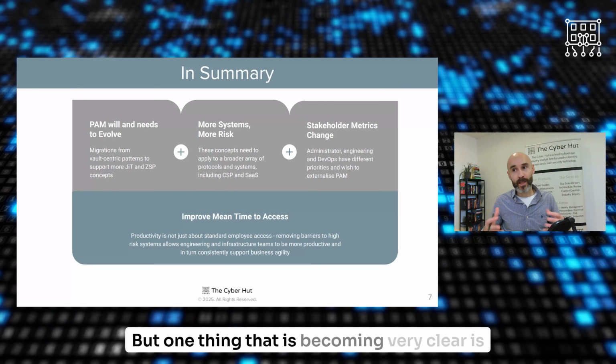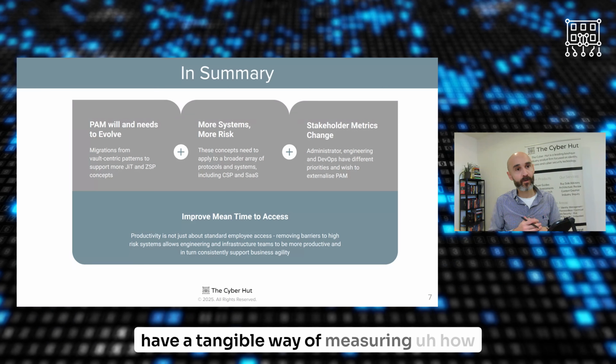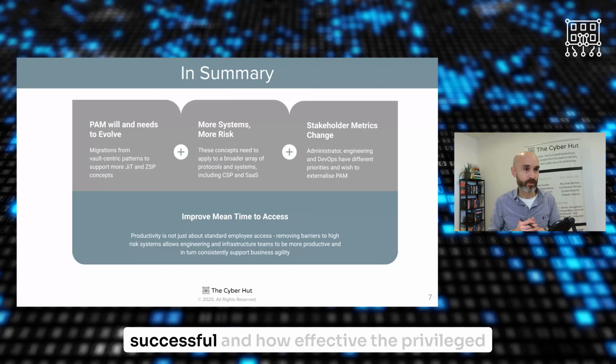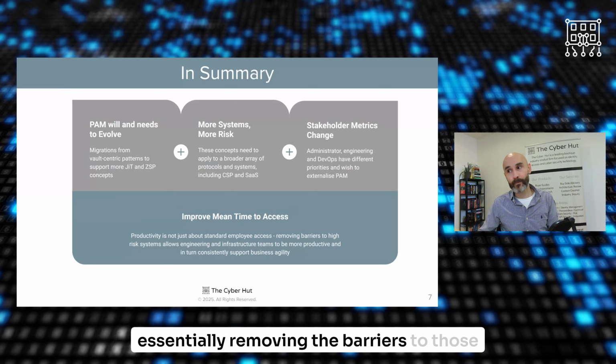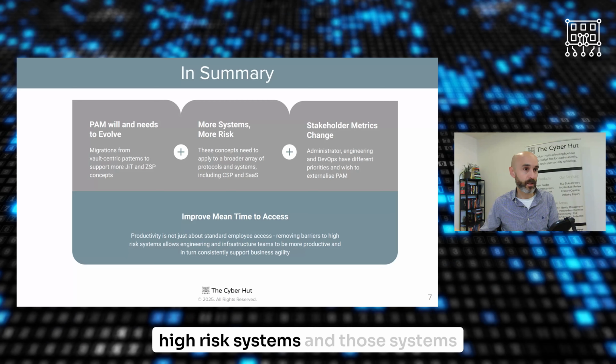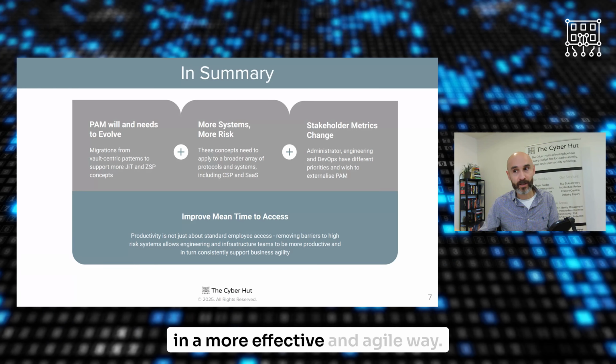But one thing that is becoming very clear is by improving the mean time to access, you have a tangible way of measuring how successful and how effective the privileged access process is operating, and really essentially removing the barriers to those high-risk systems, and those systems essentially allowing the business to operate in a more effective and agile way.